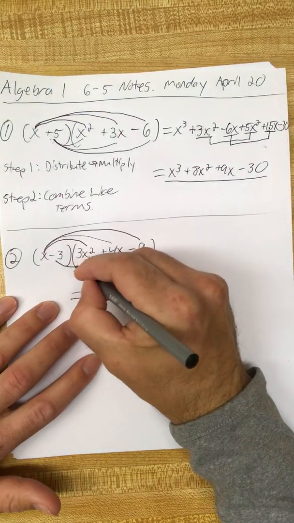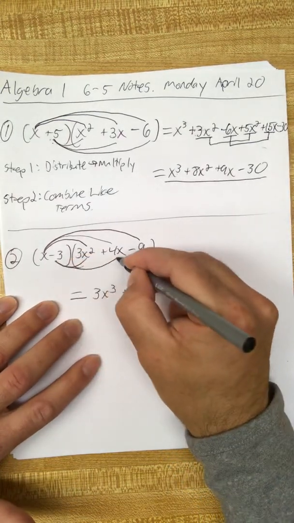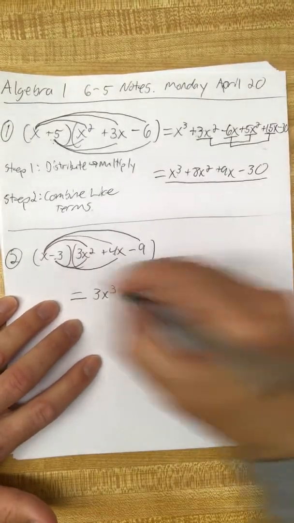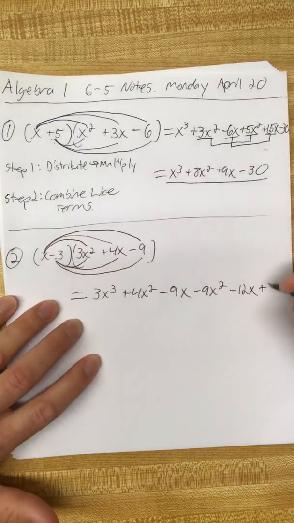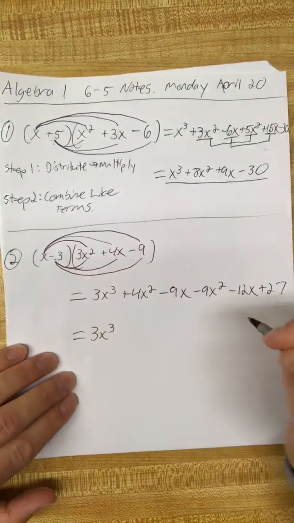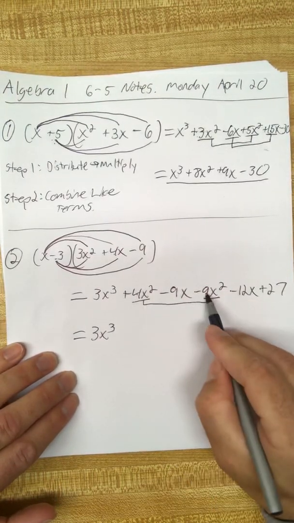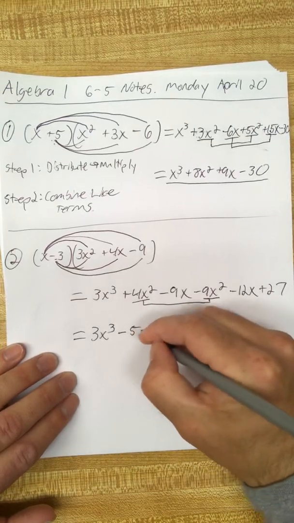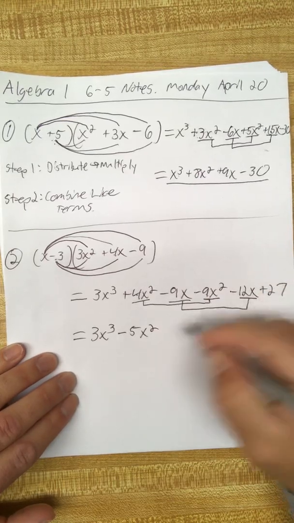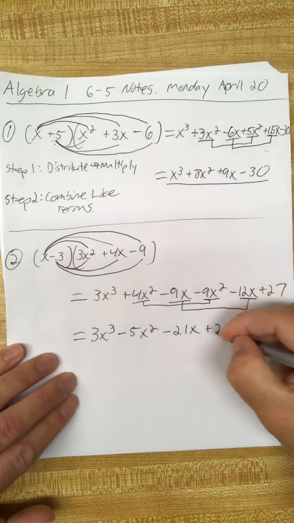Next up, this is a negative 3. So negative 3 times 3x squared is minus 9x squared. Negative 3 times positive 4x is negative 12x. And then negative 3 times negative 9 is plus 27. So we have 3x to the third. We had a 4x squared and a minus 9x squared. So positive 4 minus 9 is minus 5x squared. Then you have a minus 9x and a minus 12x. Minus 21x, and then plus 27 on the end there.